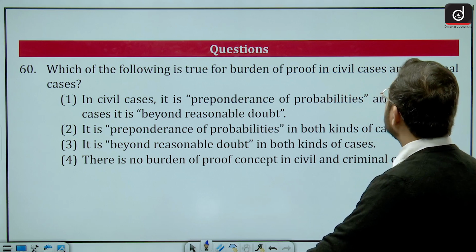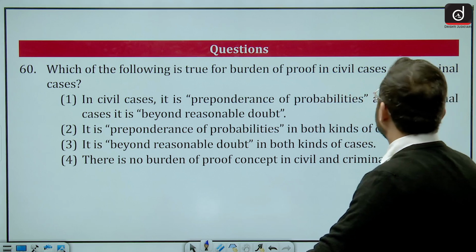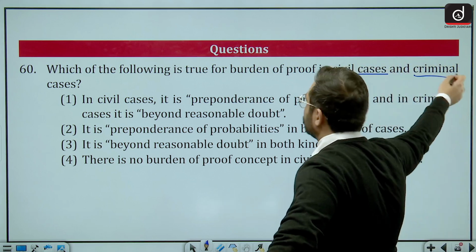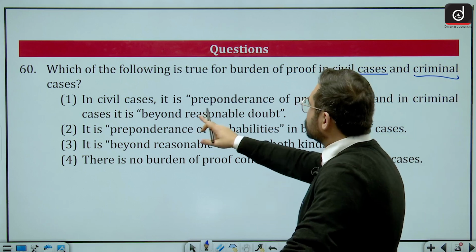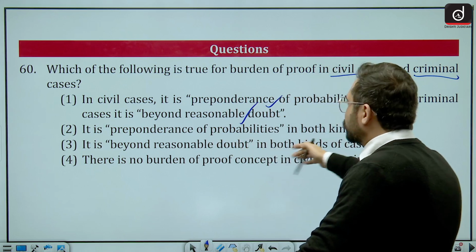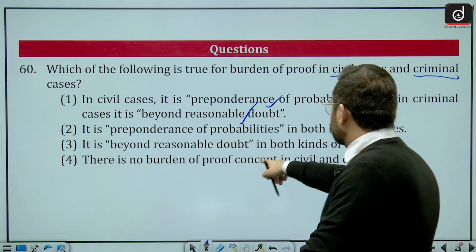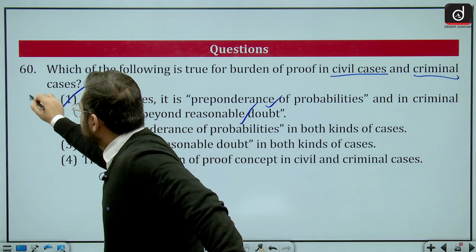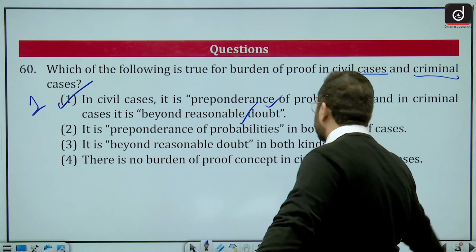Which of the following is true for burden of proof in civil and criminal case? Everyone knows about this. Civil case preponderance, criminal case beyond reasonable doubt. In civil case preponderance, criminal case यही ठीक है. Preponderance in both no, beyond reasonable doubt both no. ऐसा तो हो ही नहीं सकता. 1 is your answer. इसमें तो it's very easy.